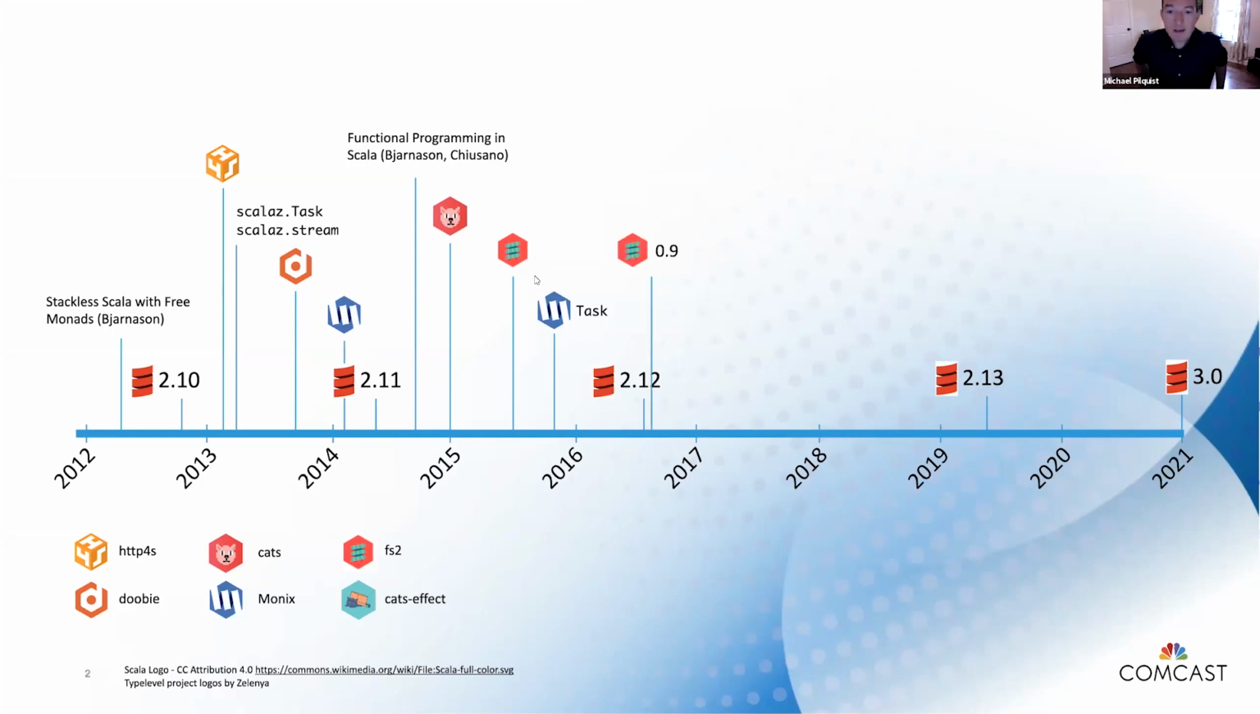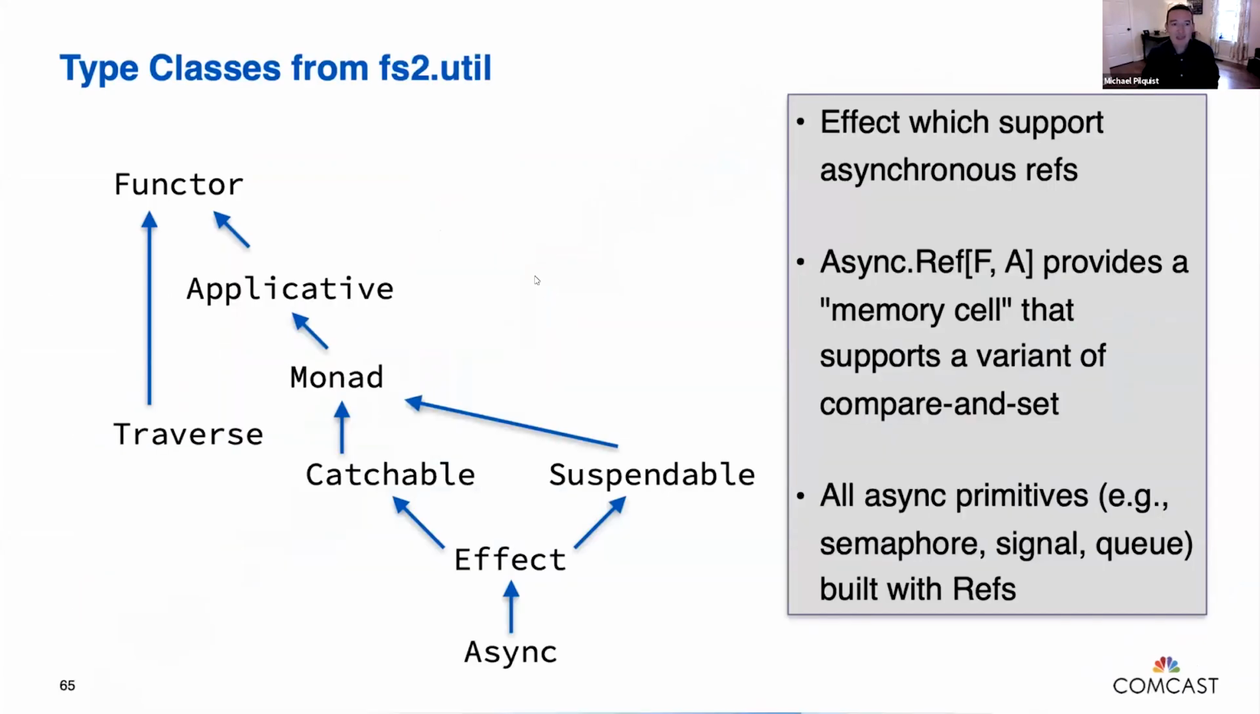So about a year later, in mid 2016, all of the work we had put into the initial version of FS2 materialized, and we released FS2 0.9. And we released this interop hierarchy. To the best of my knowledge, this was the first attempt at abstracting over the differences in concurrent effect types, not just in Scala, but anywhere.